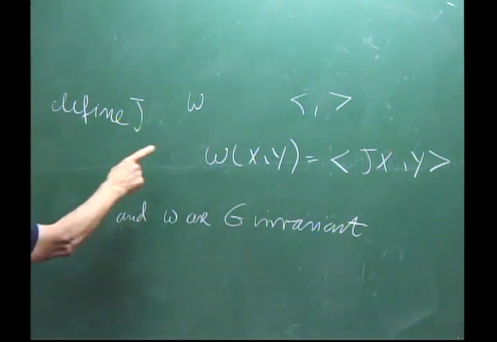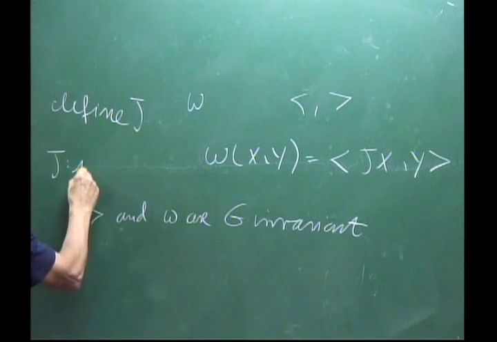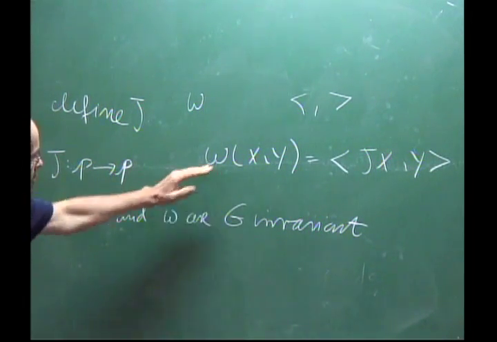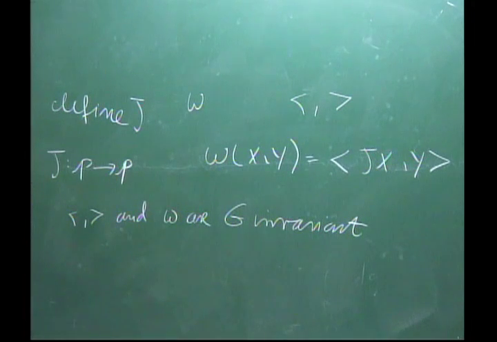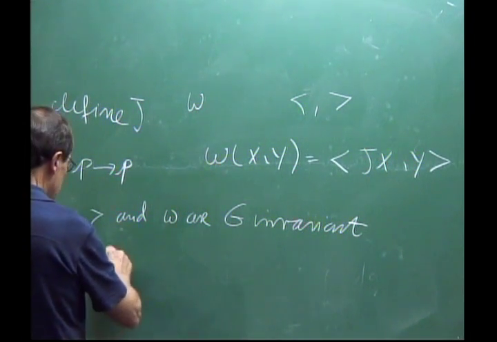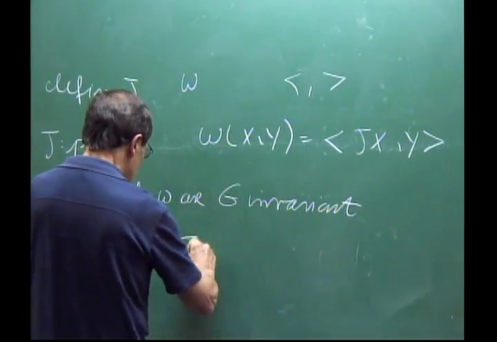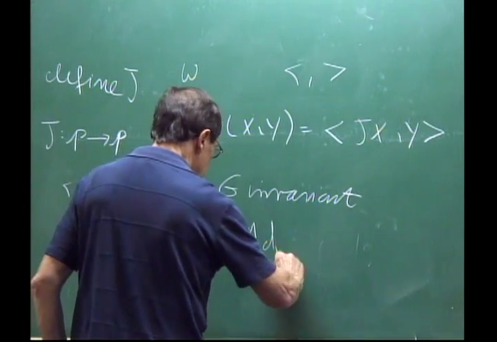So let's say my J here I just defined as an endomorphism from P to P. For a Hermitian symmetric space, all we have to construct is some endomorphism P to P. Let's just do it on P by this equation here. Okay. So the metric and omega are G invariant, which means that hence J is Ad K invariant.